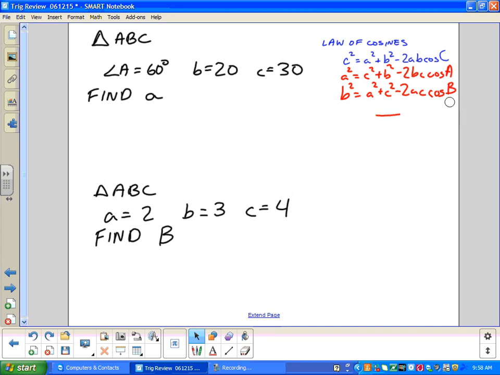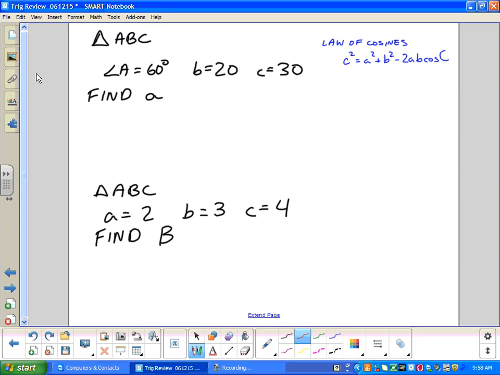You can look at them. I'm going to erase them here, so I'm going to pause for a second, but they're going away. I'm just going to use the one. I don't want to memorize three things. I want to memorize one and understand it. So, law of cosines. Find A. I don't know if it's obtuse or acute.